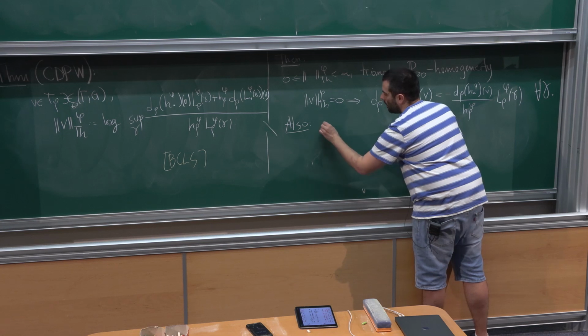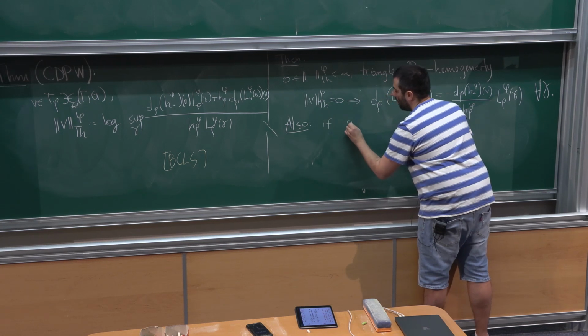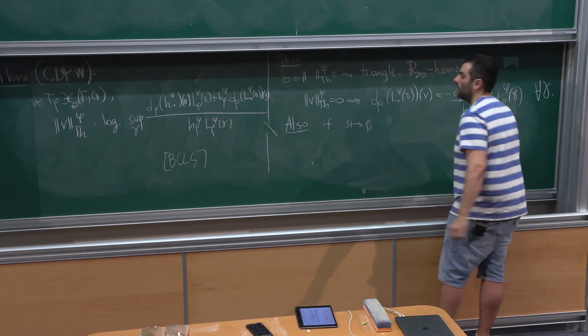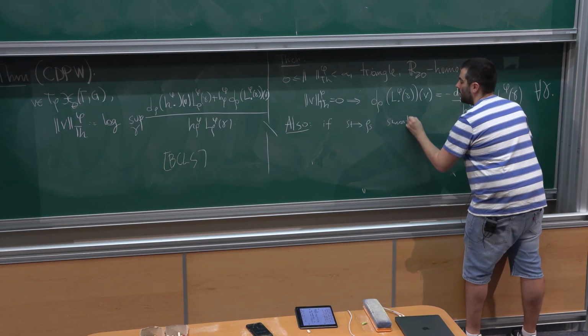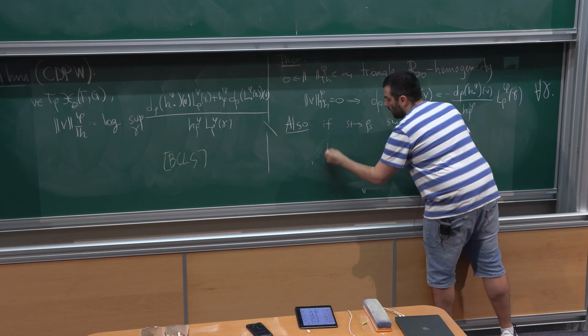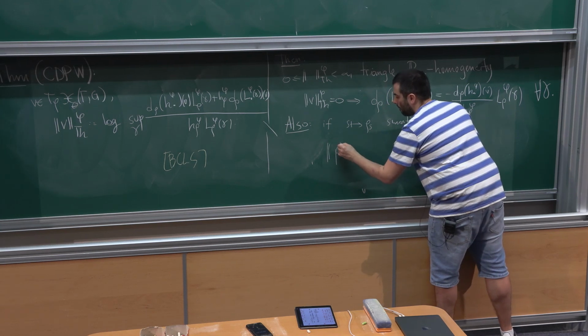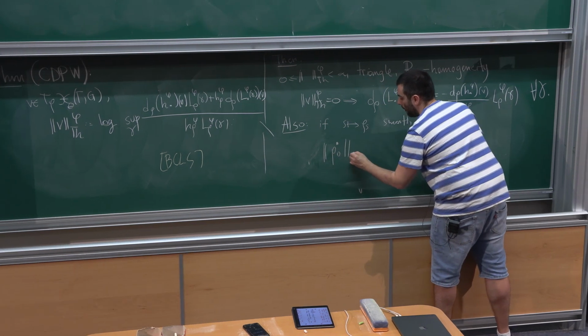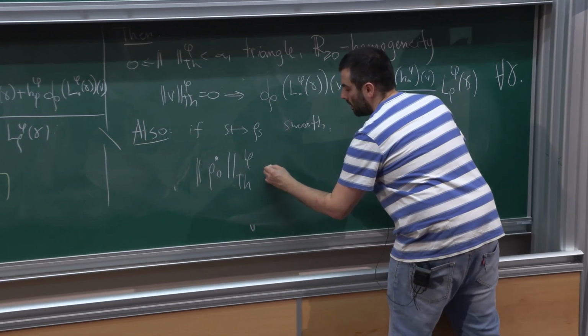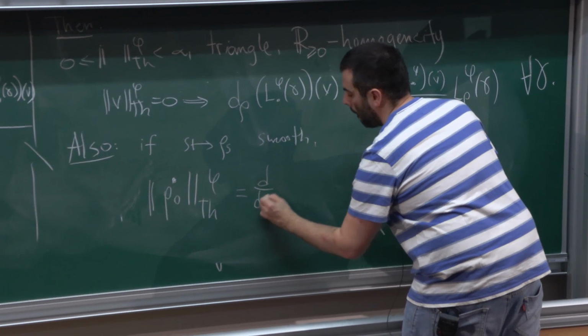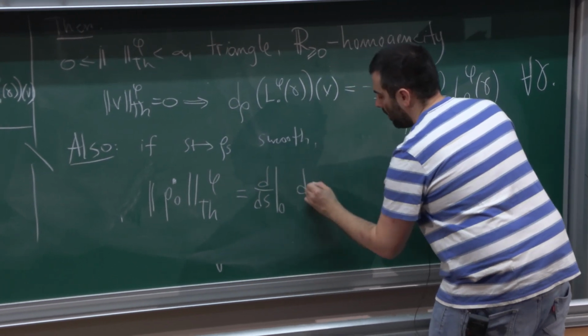So that means if I have a smooth path of representations, then I want to compute this Thurston norm at the initial point. This really coincides with the derivative of the Thurston distance.